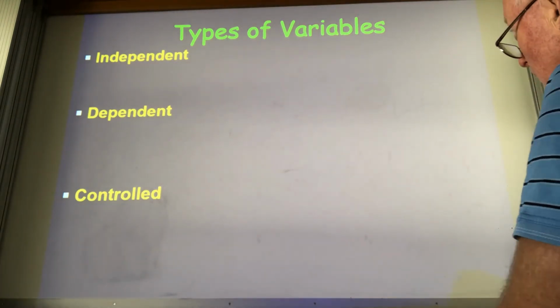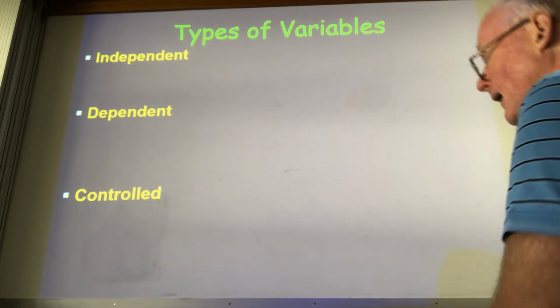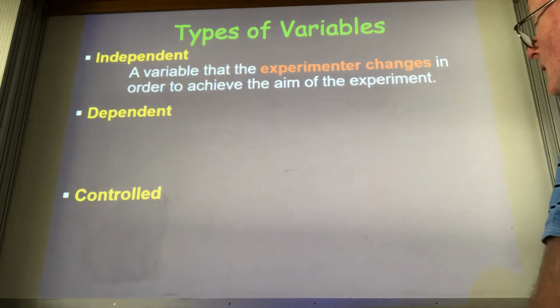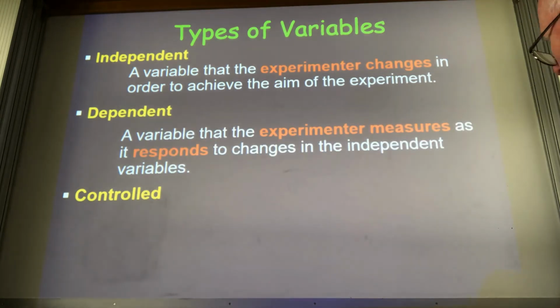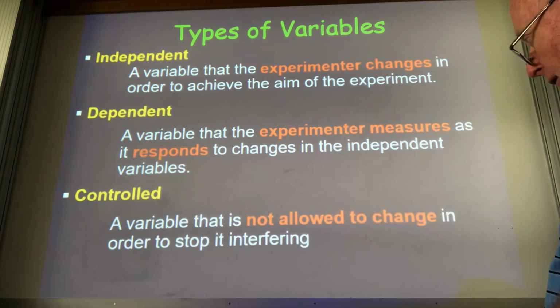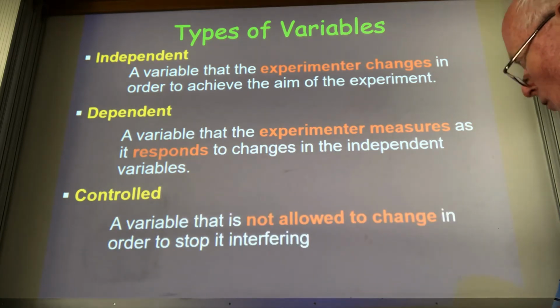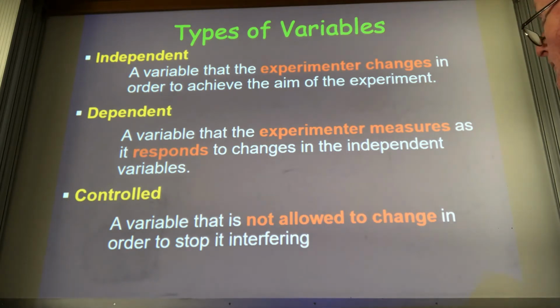Next task is defining your variables. So remember, independent variable is the one that you change. That's the whole point of the experiment. It's what you've decided to change to see what happens. Dependent variable is the one that you measure as it responds to those changes. Control variables are all the things that have to be kept constant to stop them interfering in the investigation.